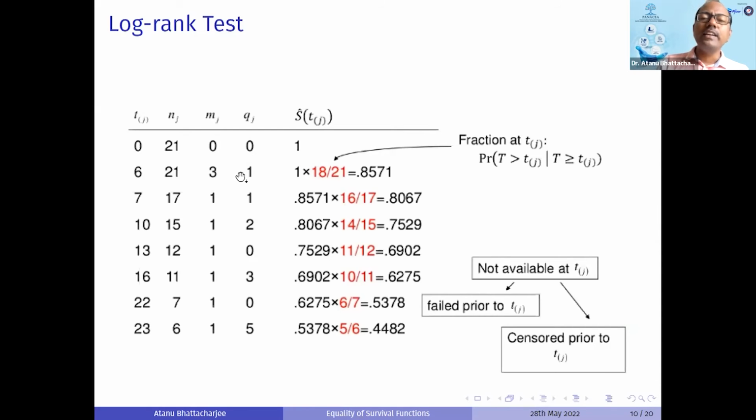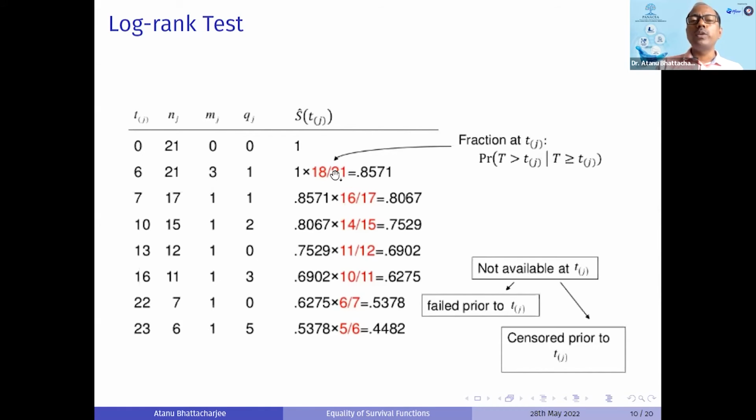So let's say here, every time 3% died and 1% censored. We started with 0, then after 6 months, 7 months, 10 months, like that; these are the durations. We started with 21, and we keep on dropping here. Here this number of patients died, and here Q is basically the censored value. So how are we going to make this? We multiply 1 with 21 minus 3, that is 18 by 21. This is the first observation we have.